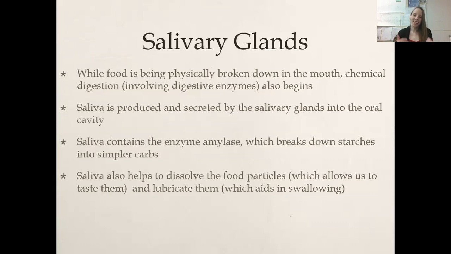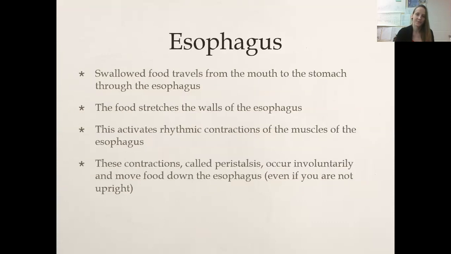Okay, so the salivary glands are responsible for the chemical digestion that takes place in the mouth. They produce saliva and then secrete that into the oral cavity. The saliva contains an enzyme called amylase, which breaks down starches into simple carbs. It also helps to just dissolve the food particles and lubricate them so you can swallow more easily.